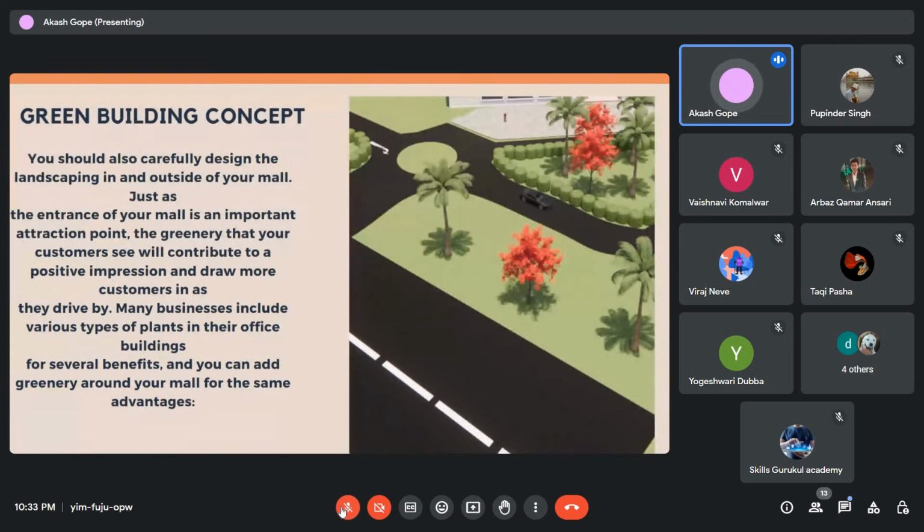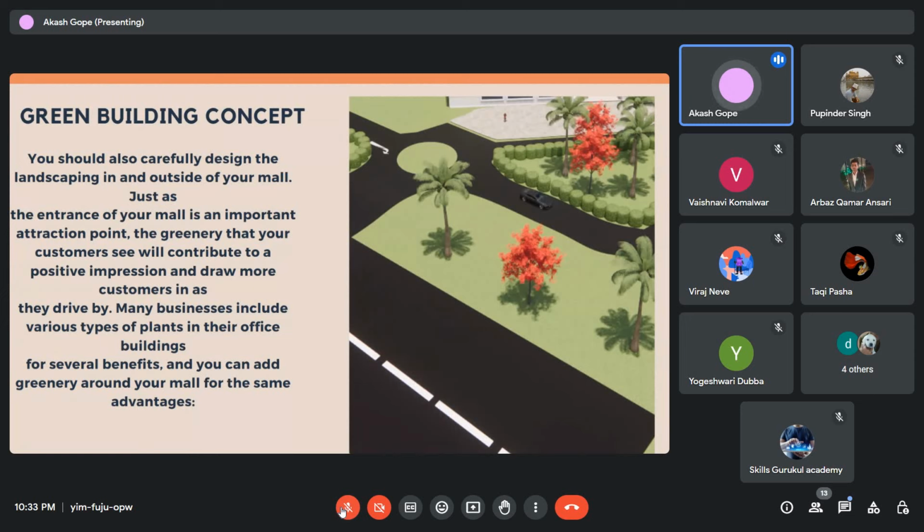Green building concept. You should always carefully design the landscape inside and outside of the mall. The entrance of the mall is an important attraction point, and the greenery that your customers see will contribute to a positive impression and draw more customers in as they drive by.